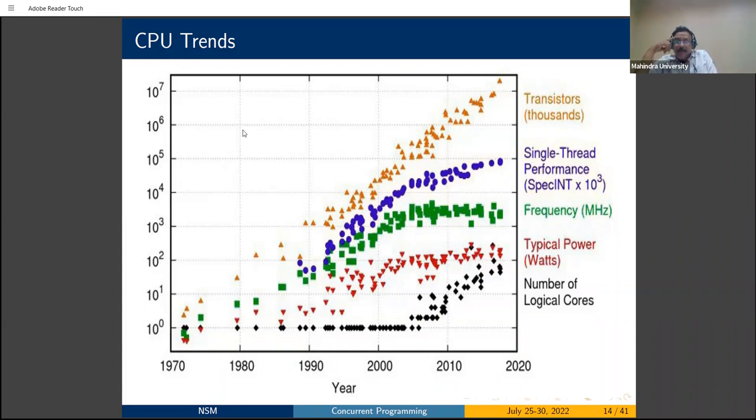Here, when you look at the frequency of the processor, it keeps on increasing from 1972 till 2004 or 2005. From 2004 or 2005, suddenly this particular curve flattened. When you look at the slope of this curve, from 1992 till 2004 or 2005 you can observe one slope, and from 2005 to 2020 you can observe a different slope, right? What may be the reason for that?